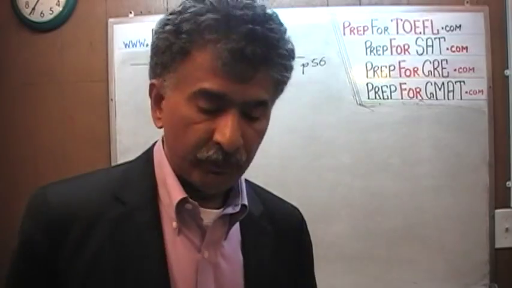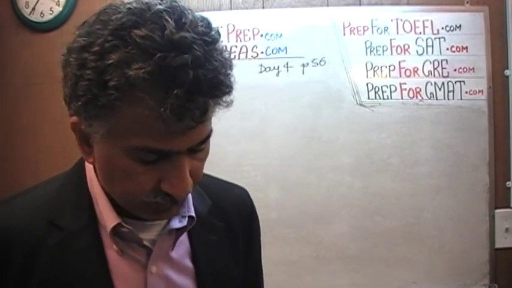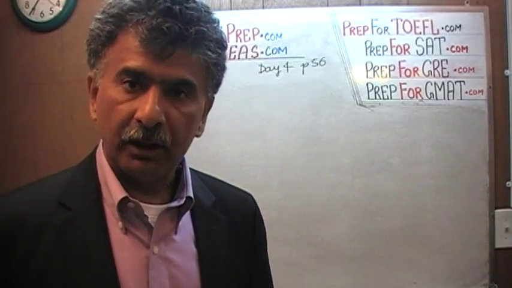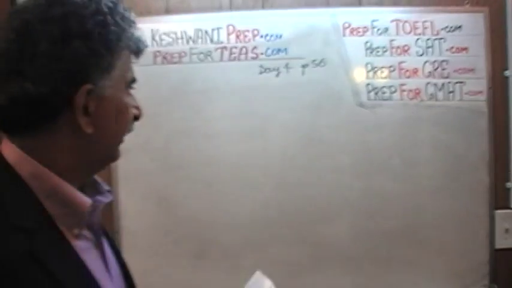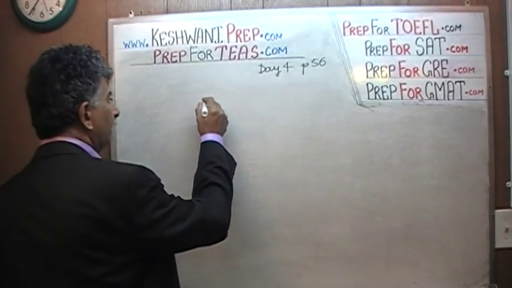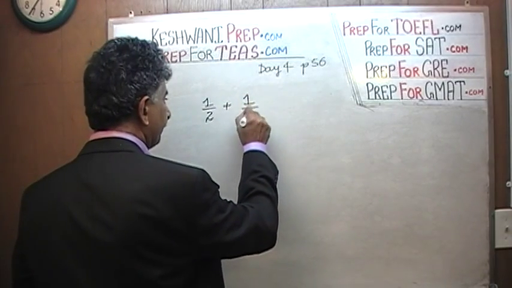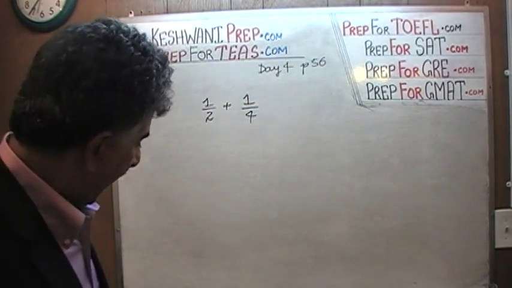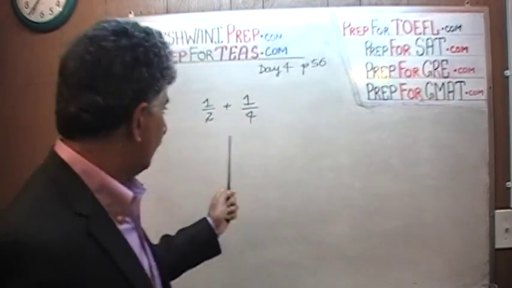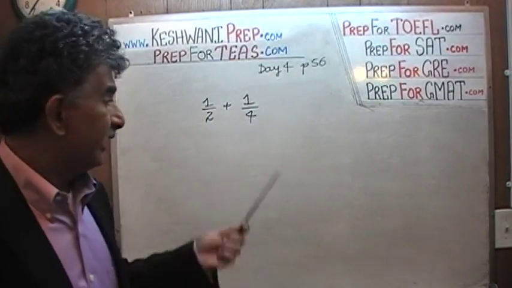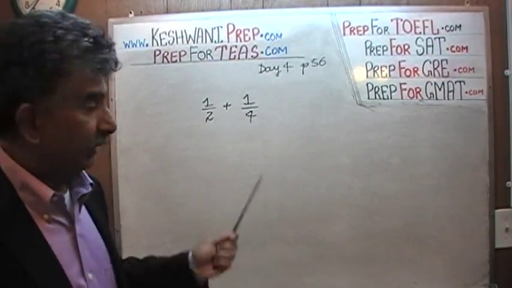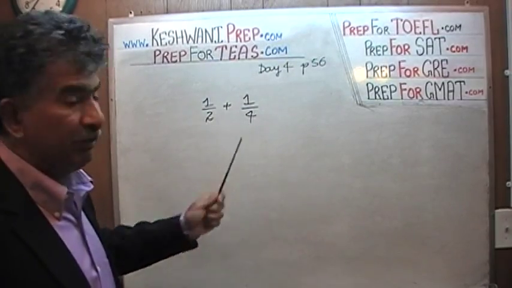Before we start out with the example that we see on page number 56, let's start out with something very simple, something very basic. For example, how much is half plus a quarter? Because they have different denominators, we can't really add the top part. We can only add the top part as long as the bottom part is the same.